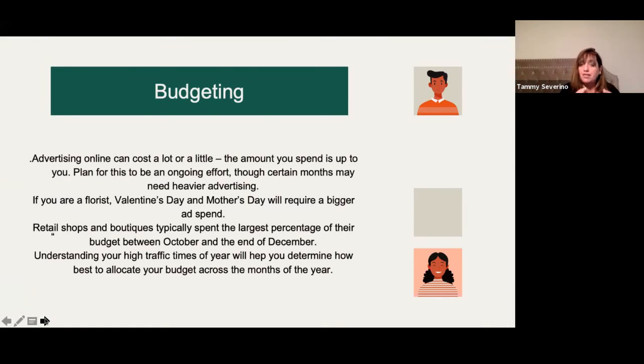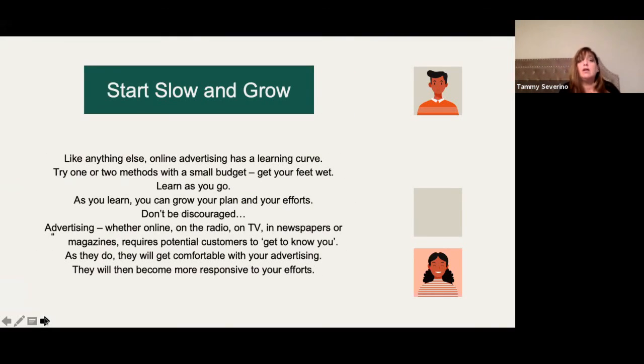So really you want to think about where your busiest times of the year are and plan that based on your high traffic. If you do have a business where it's really even keel across the year, then you can equitably balance out your ad spend across the year.